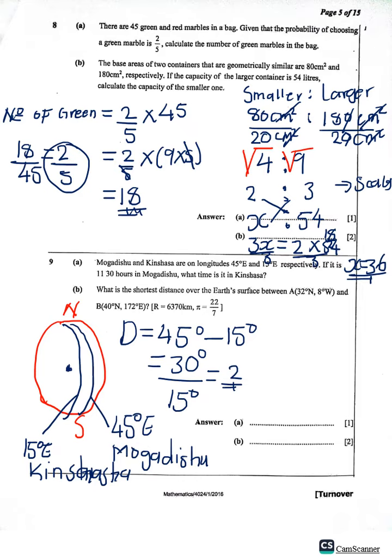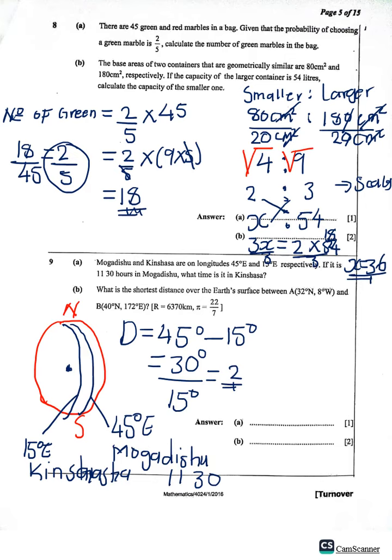Now we have been given the time. So the time for Mogadishu is 11:30. So if it is 11:30 in Mogadishu, we have been given that for Mogadishu, and our question is, we are finding the time for Kinshasa.